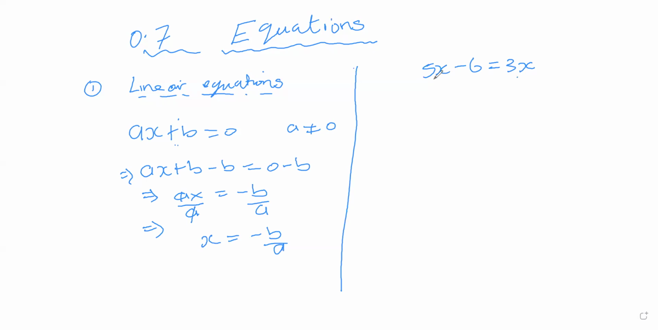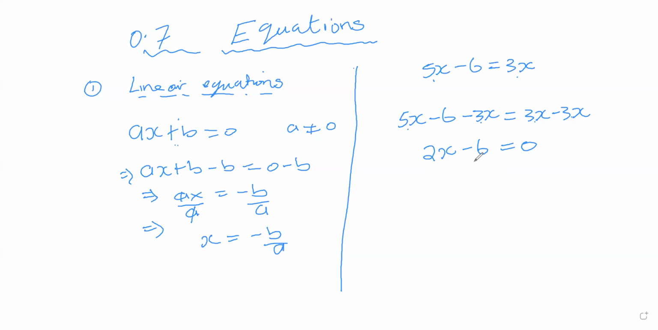We move the 3x to join the 5x on this side by subtracting 3x on both sides. So it becomes 5x minus 6 minus 3x is equal to 3x minus 3x. All right, so the 3x's subtract each other, we are left with 5x minus 3x, which is 2x minus 6 is equal to 0. So now we have this linear equation in the standard form. We can then isolate our x.